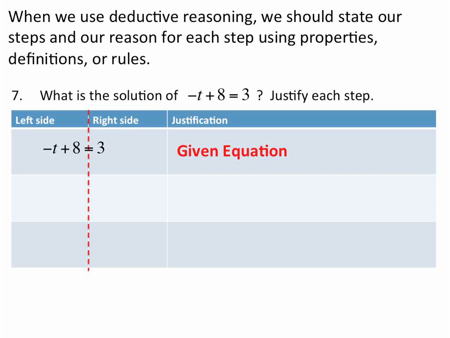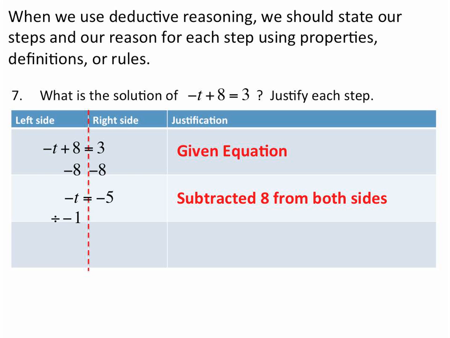And in order to solve that, I need to isolate the t. So I would subtract 8 from both sides. My new equation would be negative t equals negative 5. What did I do? I subtracted 8 from both sides. So there's my justification to get to that line. I don't want negative t. I want positive t. So I would have to divide or multiply even both sides by negative 1. And I'd wind up with simply t equals positive 5. And what did I do to get there? I divided both sides by negative 1. Okay, so there's my justification for each step.